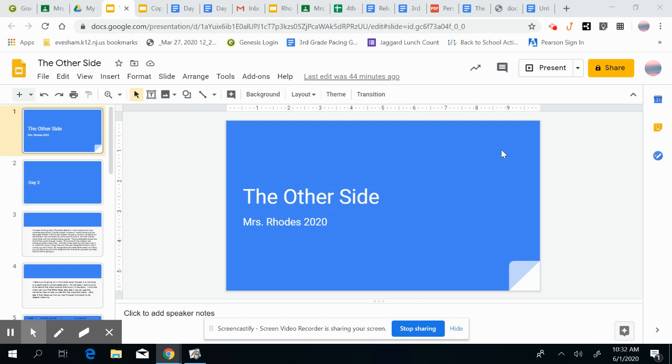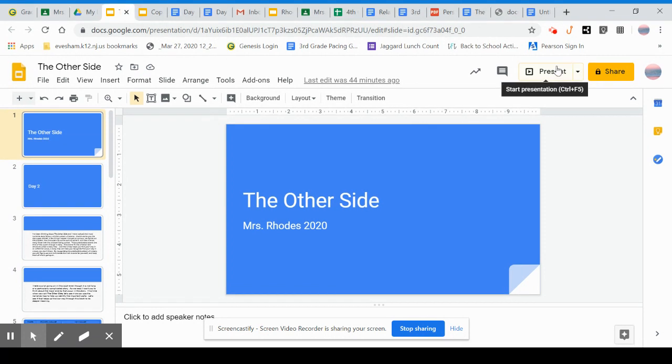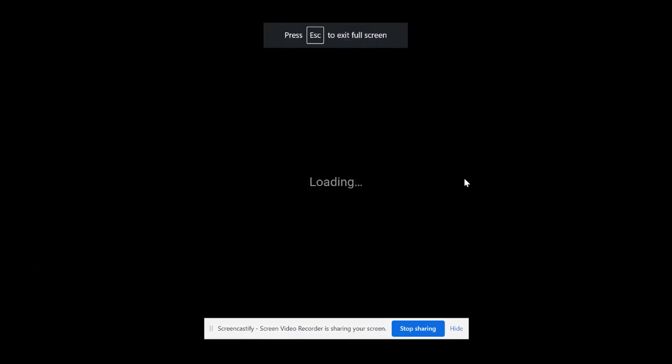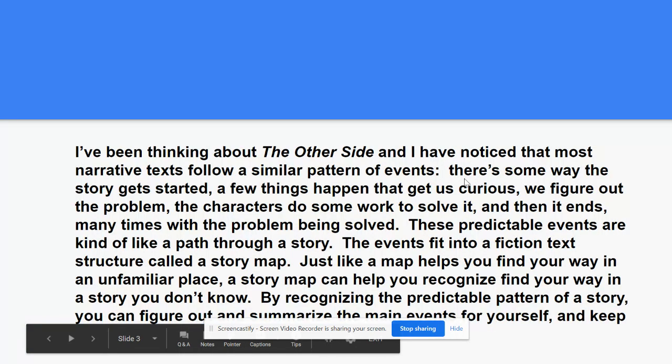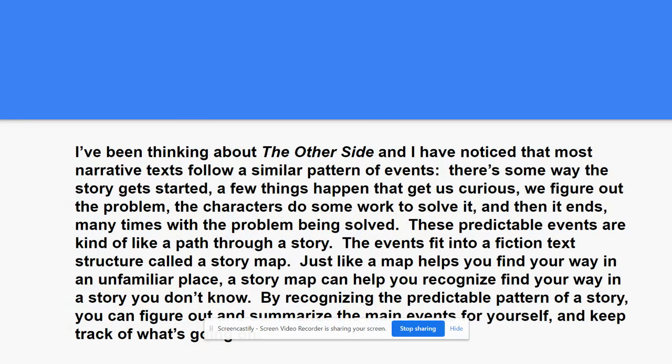We're going to get started with our reading lesson. Remember that we have a new best friend book called The Other Side. Okay, let me get this bigger for you. All right. So I've been thinking about The Other Side, and I noticed that most narrative texts follow a similar pattern of events. Okay, so today we're looking at the pattern of events that occur in this story.